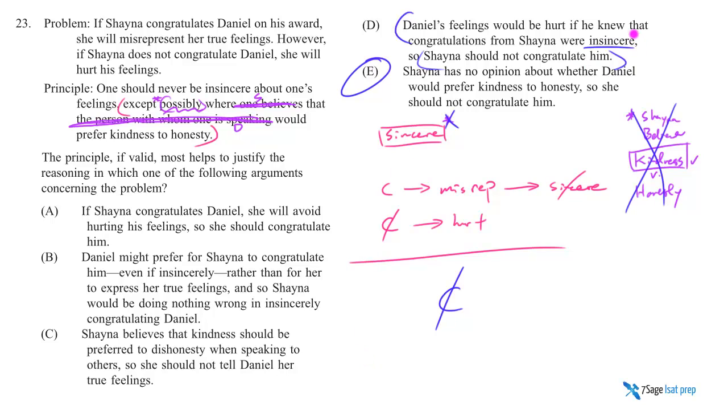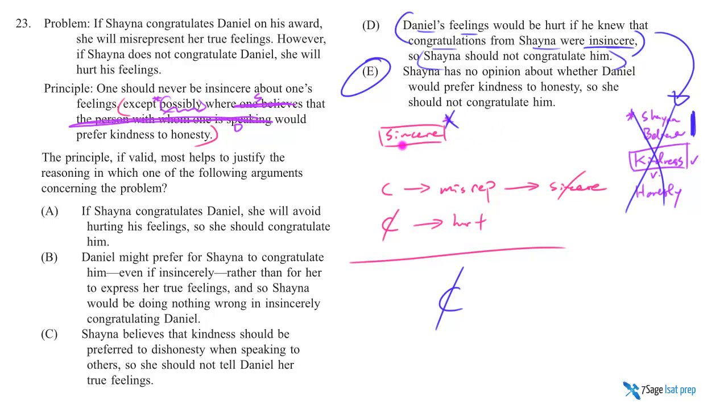Does this make the carve-out go away? Daniel's feelings would be hurt if he knew that the congratulations were insincere. That shows nothing about Shayna's belief state, right? Does Shayna believe Daniel's a softie or is he tough? No clue. Do you see that? This is so utterly useless, even though it sounds so useful, right? Even though it's using all the same words that were used over here. It just has no bearing on our principle, right?